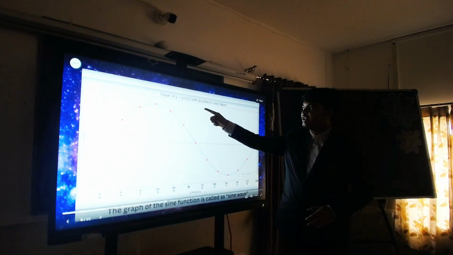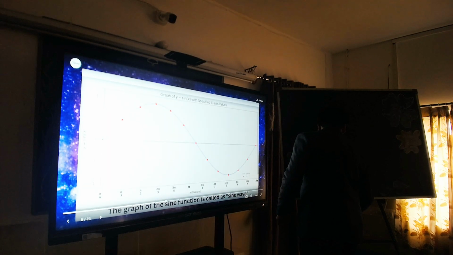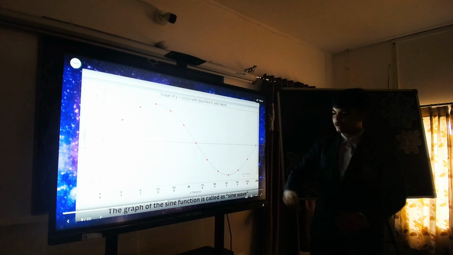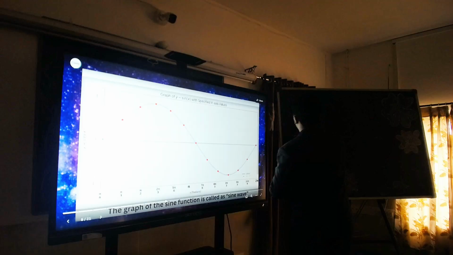So this is the graph of y equals sine x with specified x axis values. I'm going to now plot the graph. Just for reference, I'm using intervals of 30 degrees because it's easy to plot the values for that. Keep in mind it starts at 0. From there we can see a wave pattern like this.